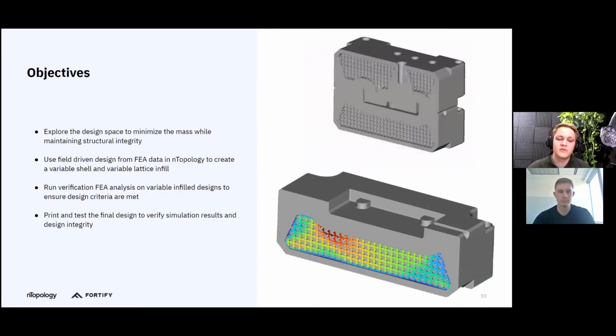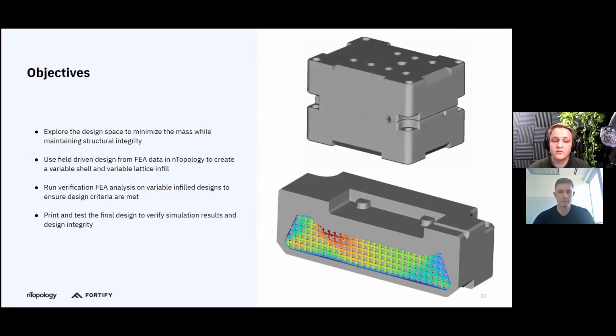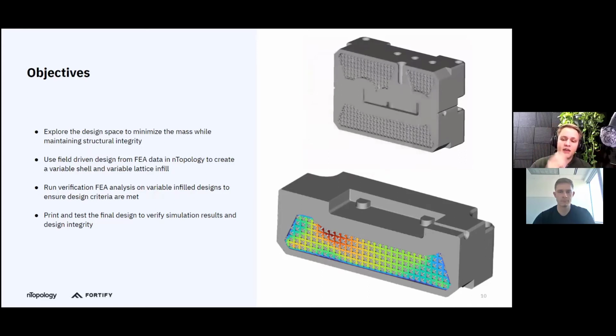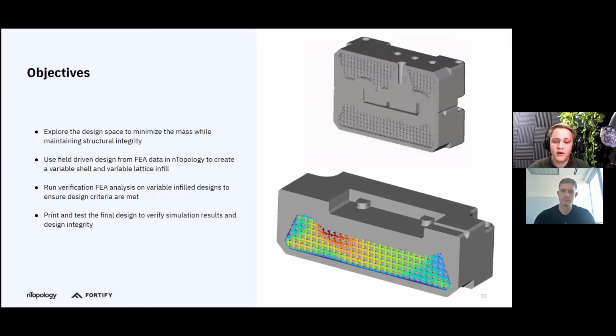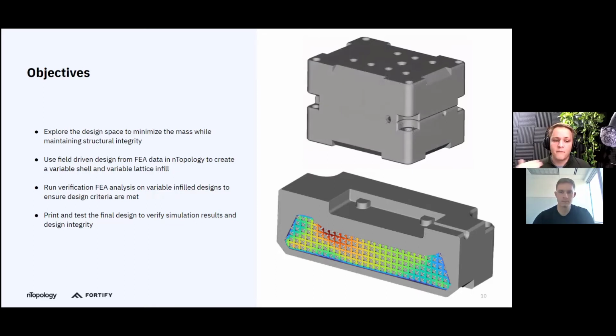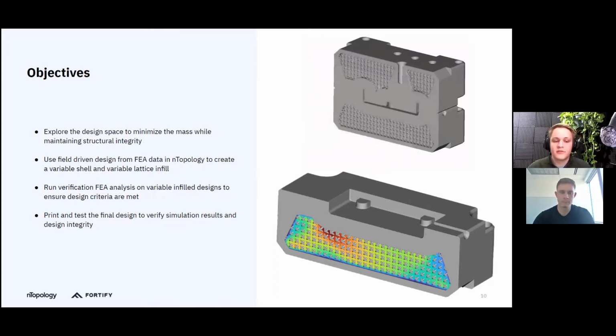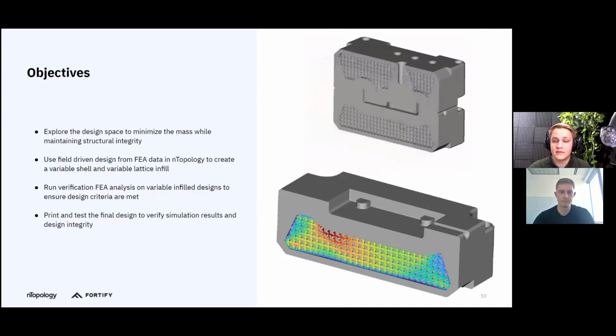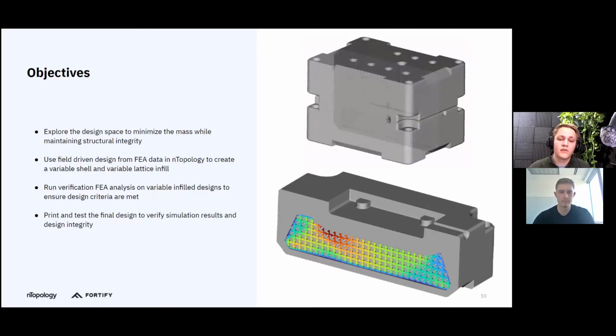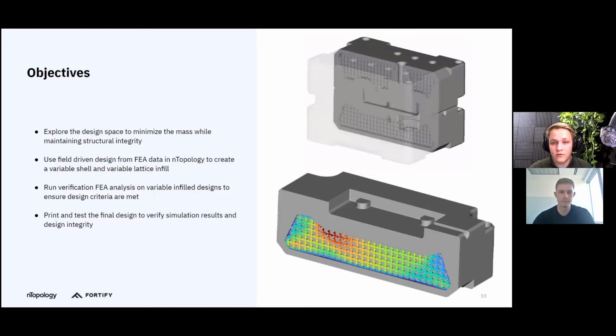We're going to be using field-driven design from FEA data in nTopology to actually create a variable shell and a variable lattice at the end of the day. We're going to be running verification analysis inside of nTopology, and we're going to ensure that those design criteria are met. And then finally, I'm going to send that over to Ben. He's going to print it, he's going to test it, and he's going to verify the simulation results and the design integrity. So that's all our goals. Overall, the objectives are to remove as much material from this mold as possible while maintaining the structural integrity to keep the tolerances of the molding process in spec. Overall, that is our goal.